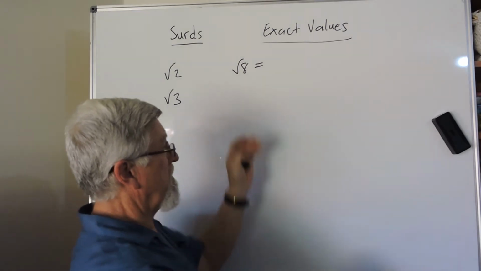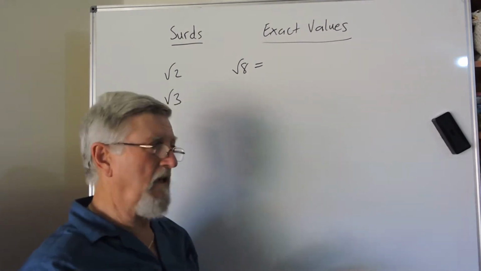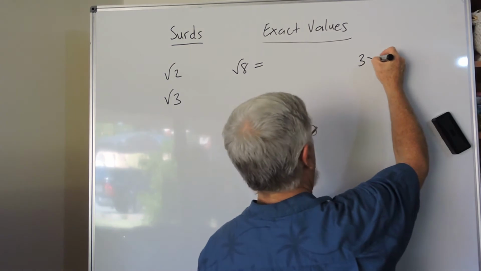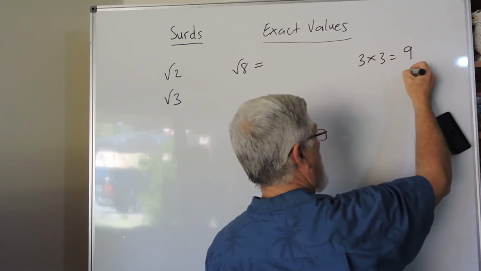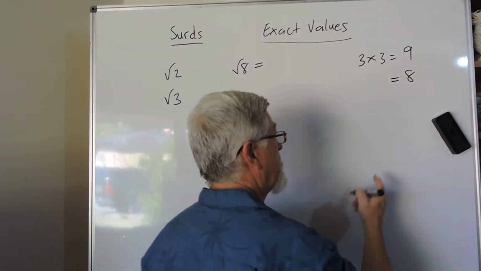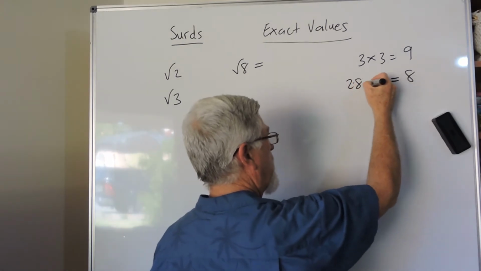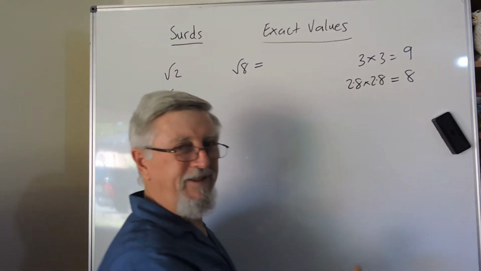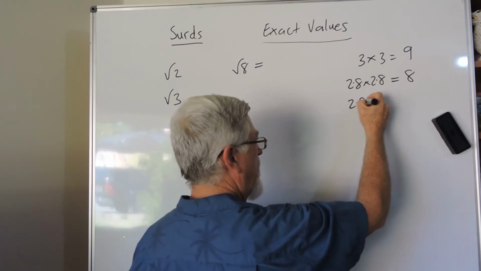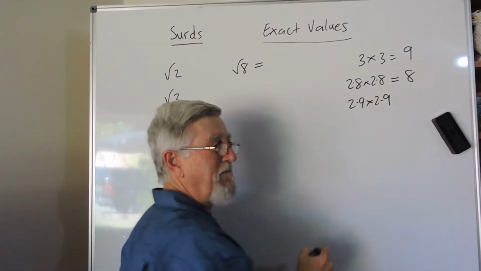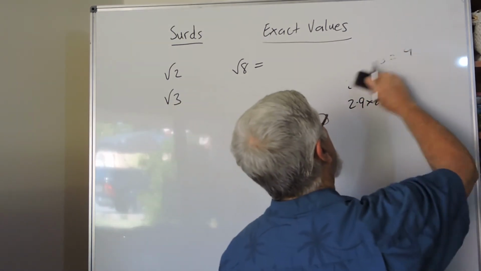I know that 3 3s are 9, so I know it's going to be a little bit less than 3. So if 3 3s are 9, what times itself would be 8? Probably about 2.8 by 2.8. And if I wanted to guess a bit closer, maybe it's 2.9. I could keep guessing what the numbers are, but let's go back to the concepts of what's going on.